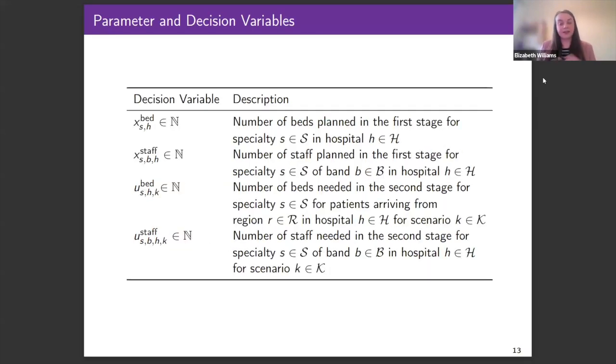So then we have our decision variables. This is what we want to work out. We want to know how many beds we should deploy in the first stage, and how many staff we should deploy in the first stage. And then secondly, how many beds we should plan for the second stage, and how many staff we should plan for the second stage.